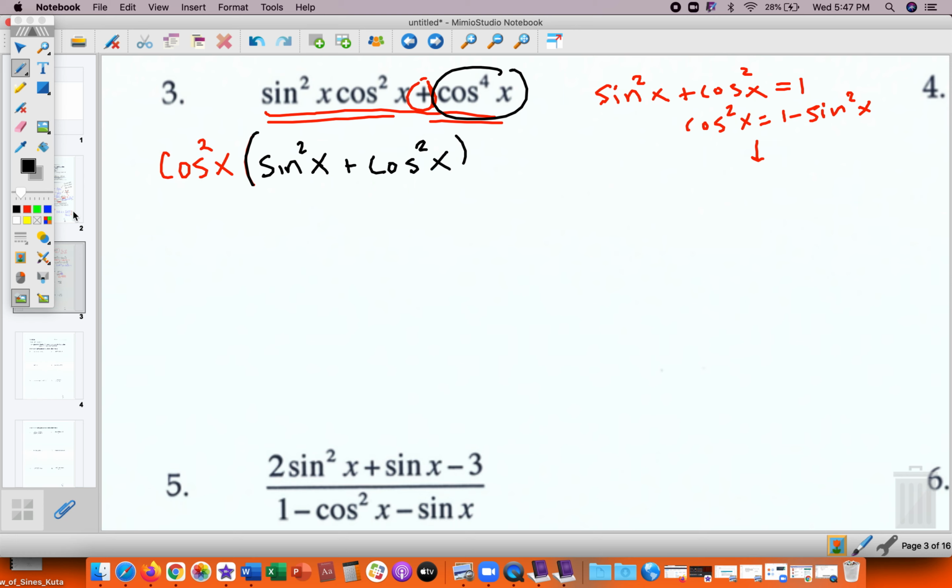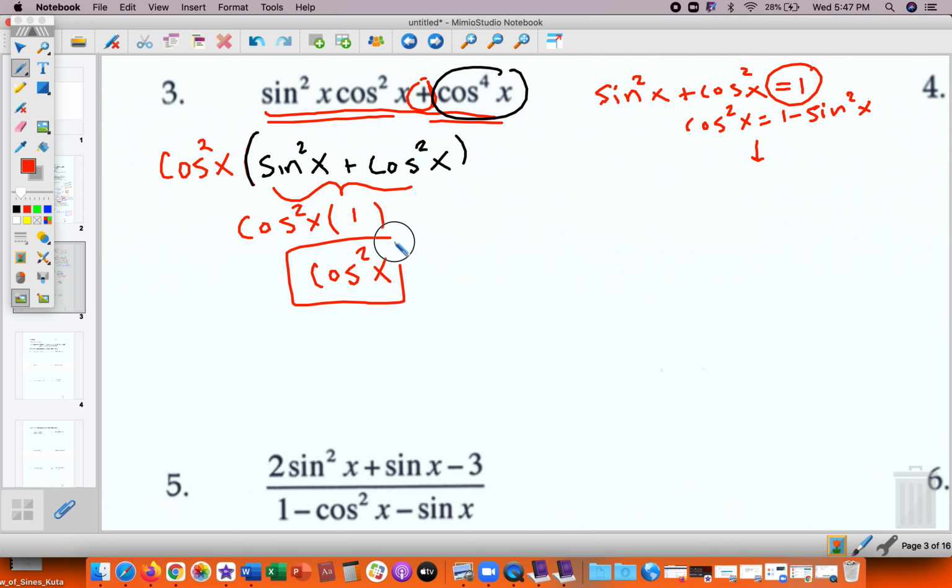Now, if we're thinking about our Pythagorean identities, we know that sine squared plus cos squared is 1. So we can replace this inside with 1. And cos squared x times 1 is cos squared x. We used our identities to simplify.